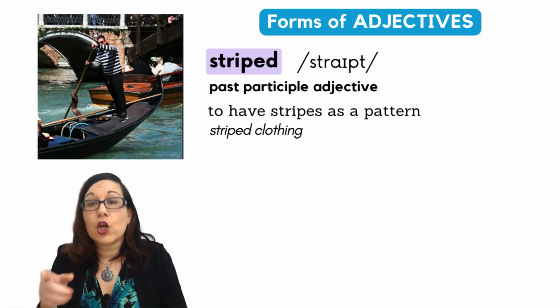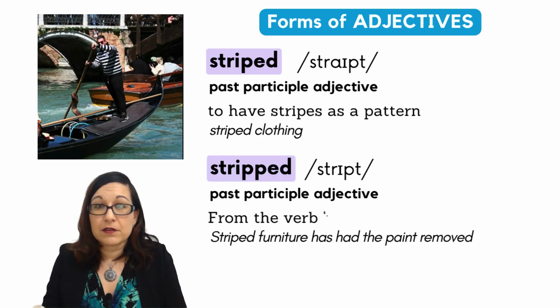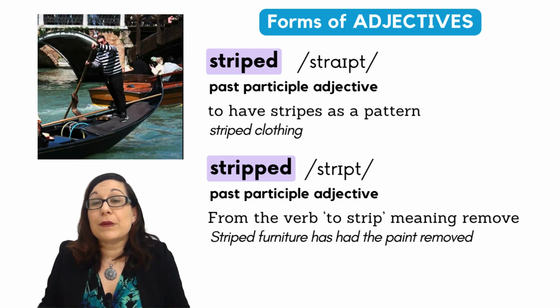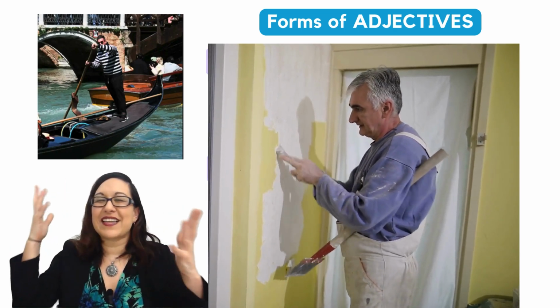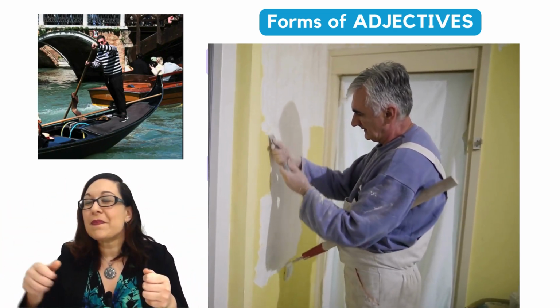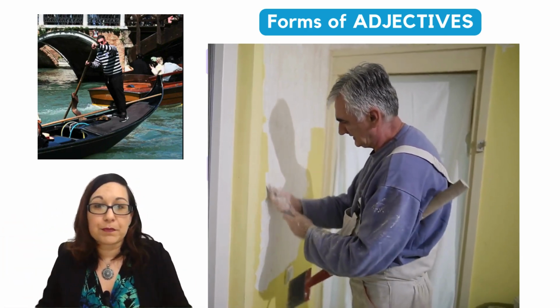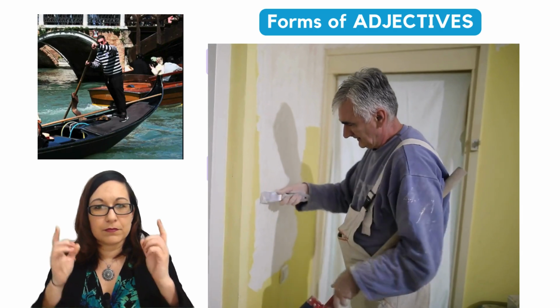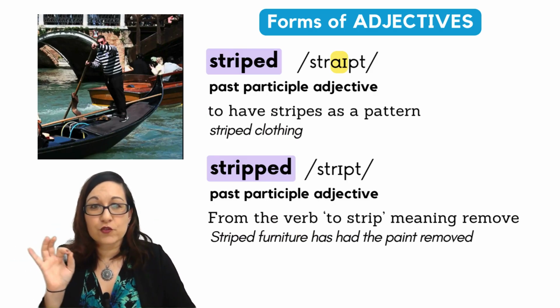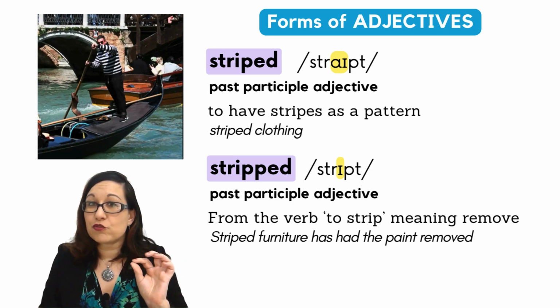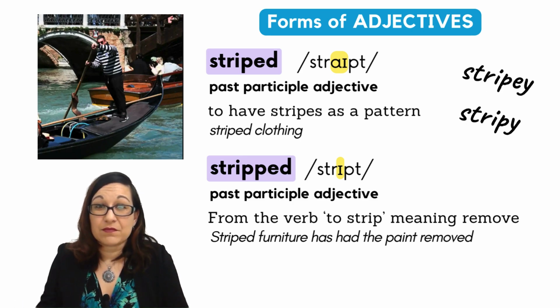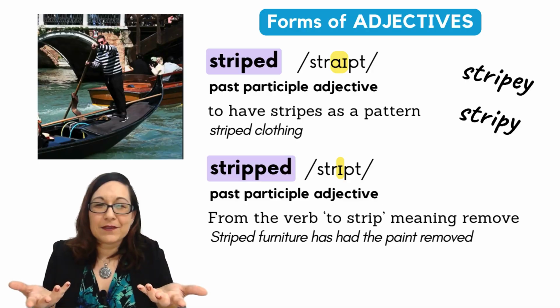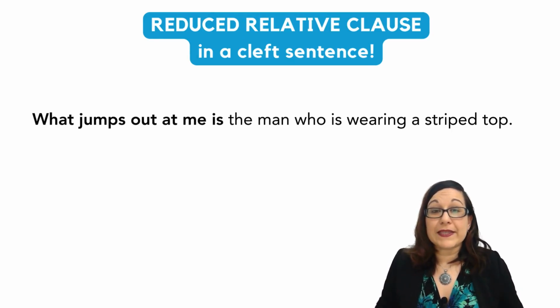But you've got to be really careful. Don't mix this up with stripped, because to strip means to remove. You might have stripped furniture if someone is renovating their house and they're doing up their old furniture and removing the paint. That would be stripped furniture. So be careful. Striped, striped, stripped, stripped. And you could just say stripy instead. Rainy, sunny, cloudy, stripy.